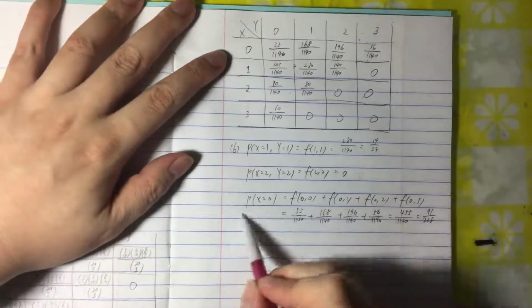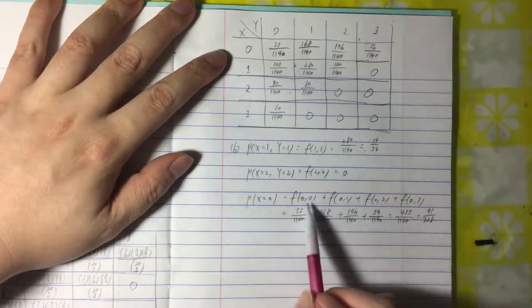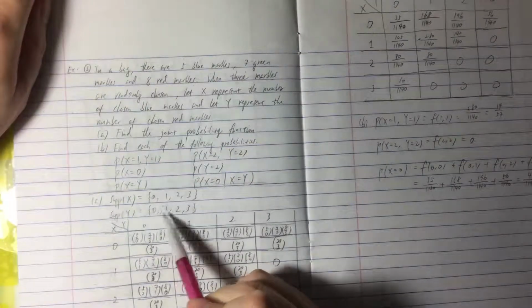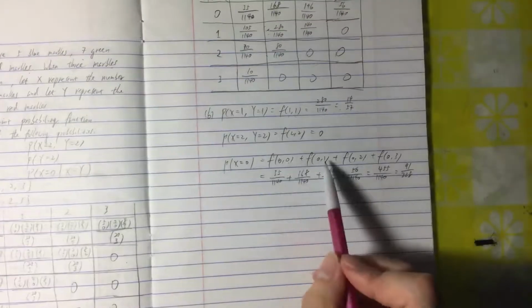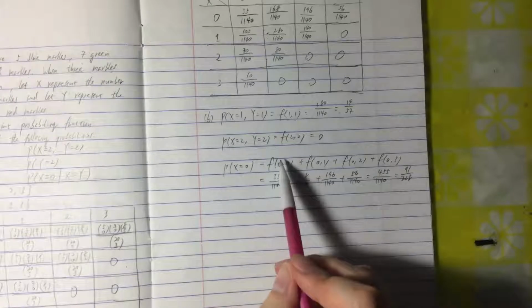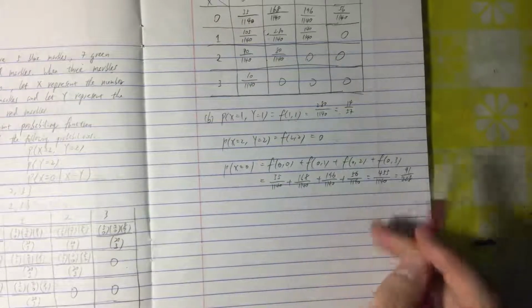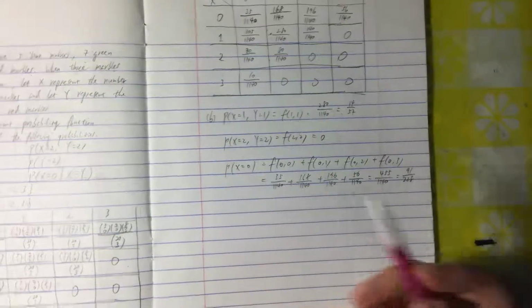That's the probability that s equals 0. We must consider all possible y values. Y could be 0, 1, 2, 3. Then we find the probabilities of f of 0, comma 0, f of 0, comma 1, 0, comma 2, 0, comma 3. Then adding up, that's the probability that s equals 0.